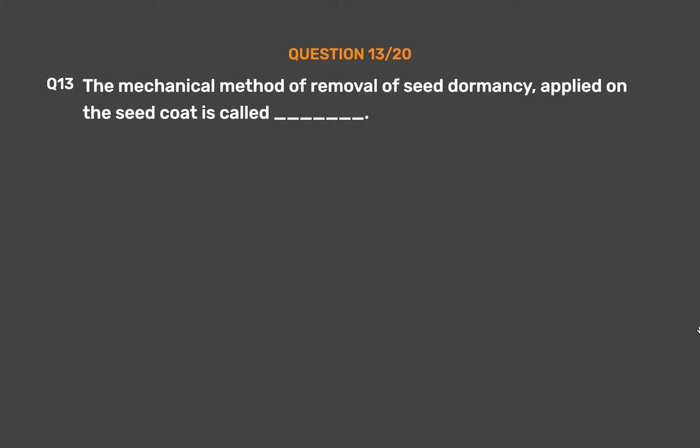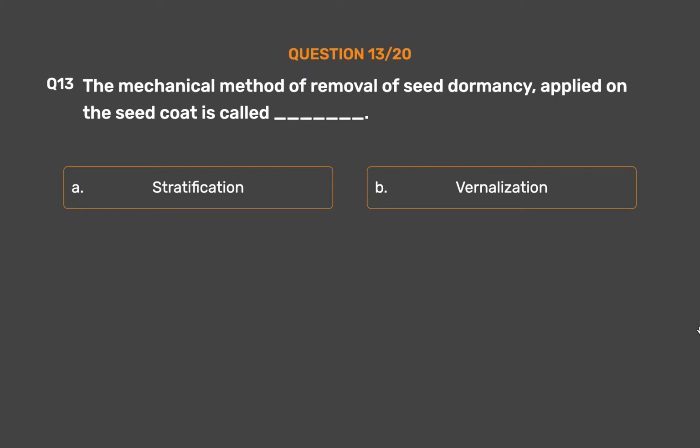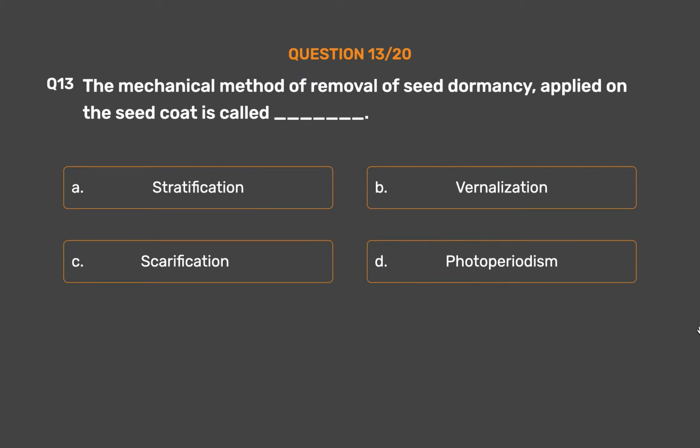Question number 13. The mechanical method of removal of seed dormancy applied on the seed coat is called underscore. Option A. Stratification. Option B. Vernalization. Option C. Scarification. Option D. Photoperiodism.